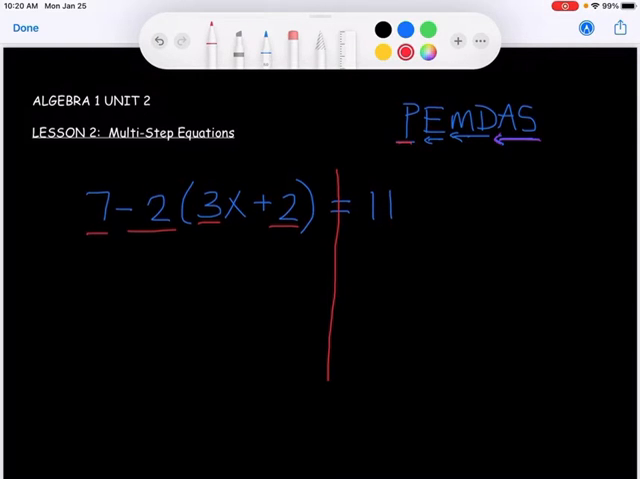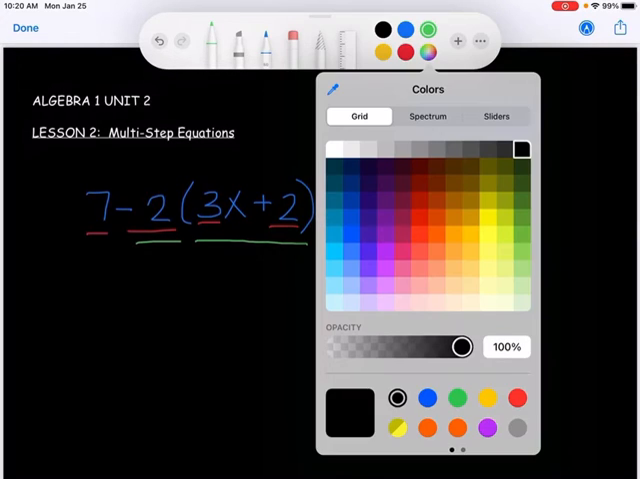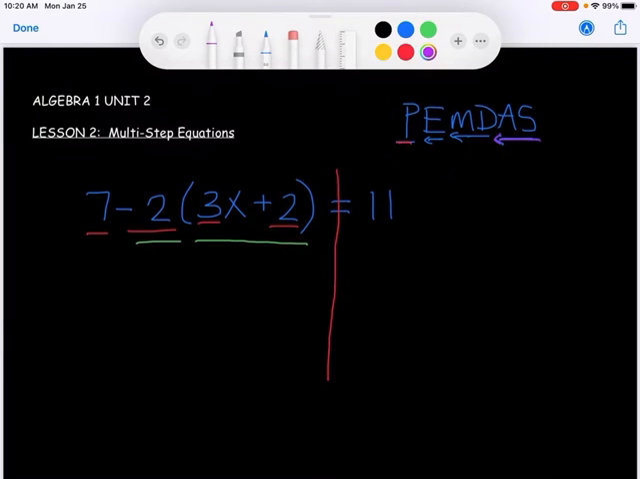So I need to deal with the 7 and the -2 there. That -2 is actually -2 times this whole quantity. So we would deal with that after we deal with the 7, because that's just an understood plus 7 there. So to get rid of it, I'm going to subtract 7 from both sides.